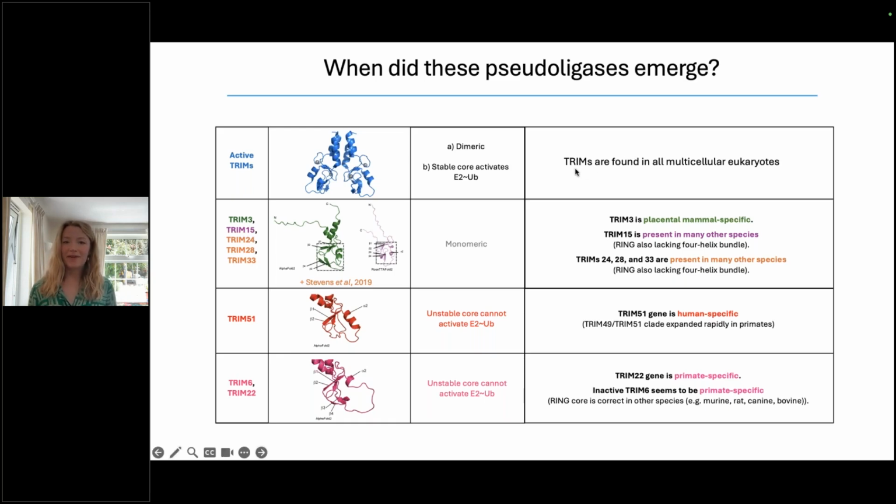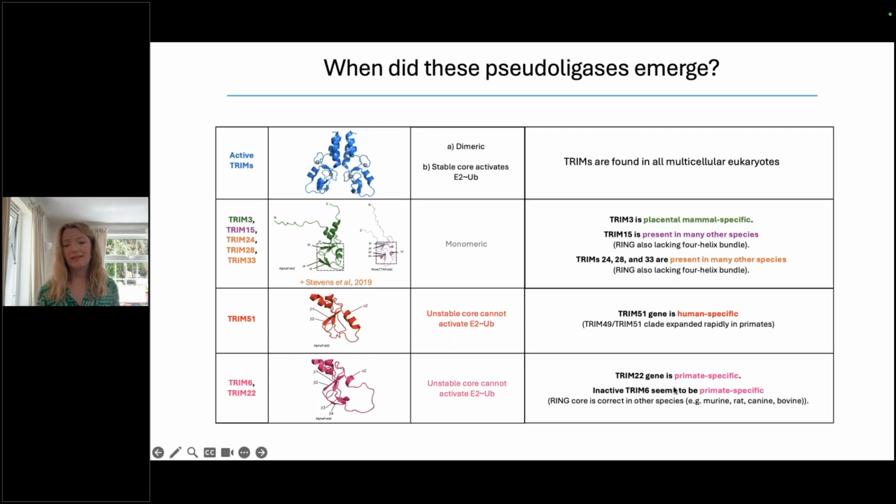So active TRIMs are found in all multicellular eukaryotes, but these pseudoligases seem to have emerged at different times through evolution. So for example, TRIM15, 24, 28, and 33 seem to be found in quite a lot of other species in their inactive form, whereas TRIM3, we only find that in placental mammals in its inactive form. So at some point, the gene has duplicated, and in some species, it's gone on and been active TRIM3, and in placental mammals, it seems to have lost activity. For what reason, we don't know. And TRIM51 it's just specific to humans.